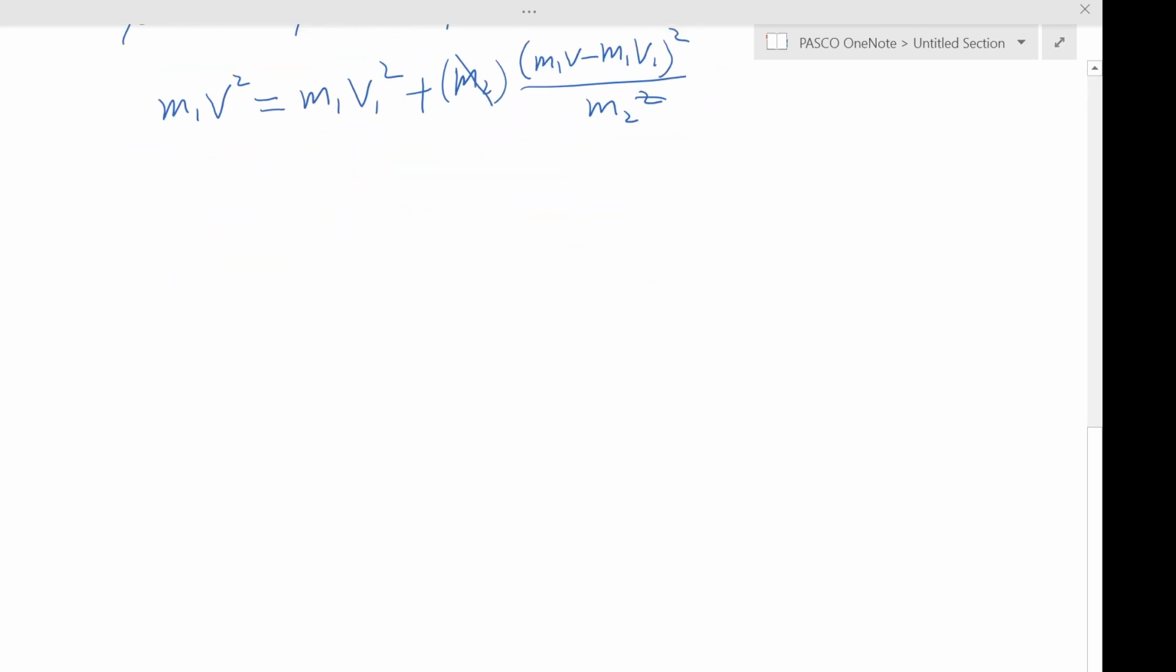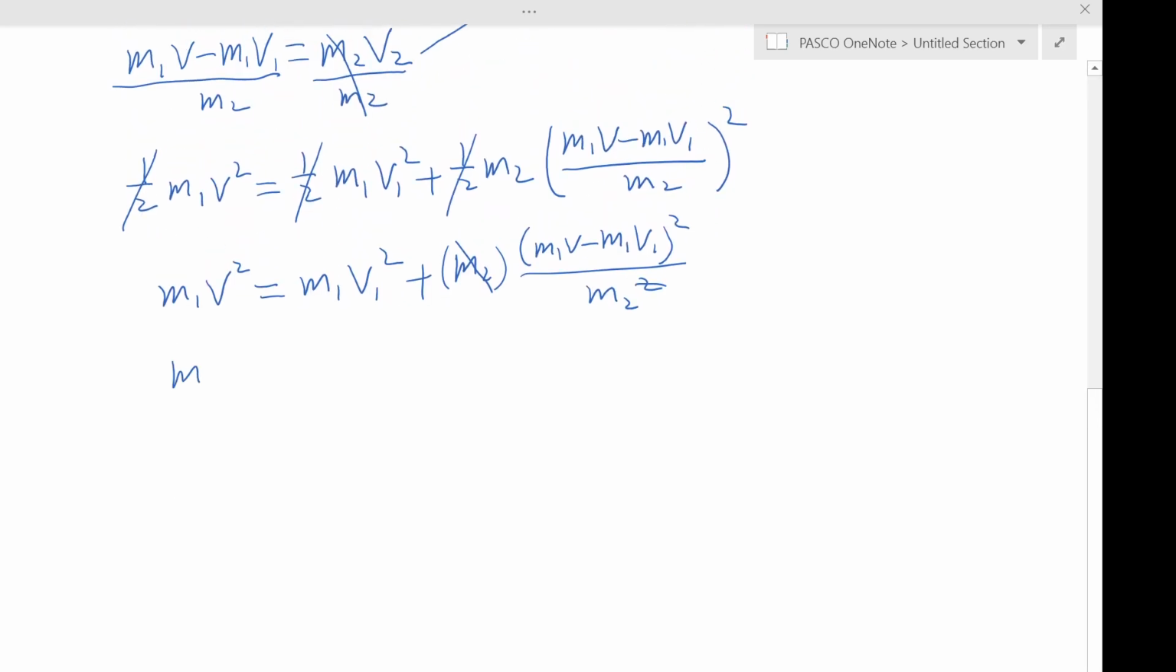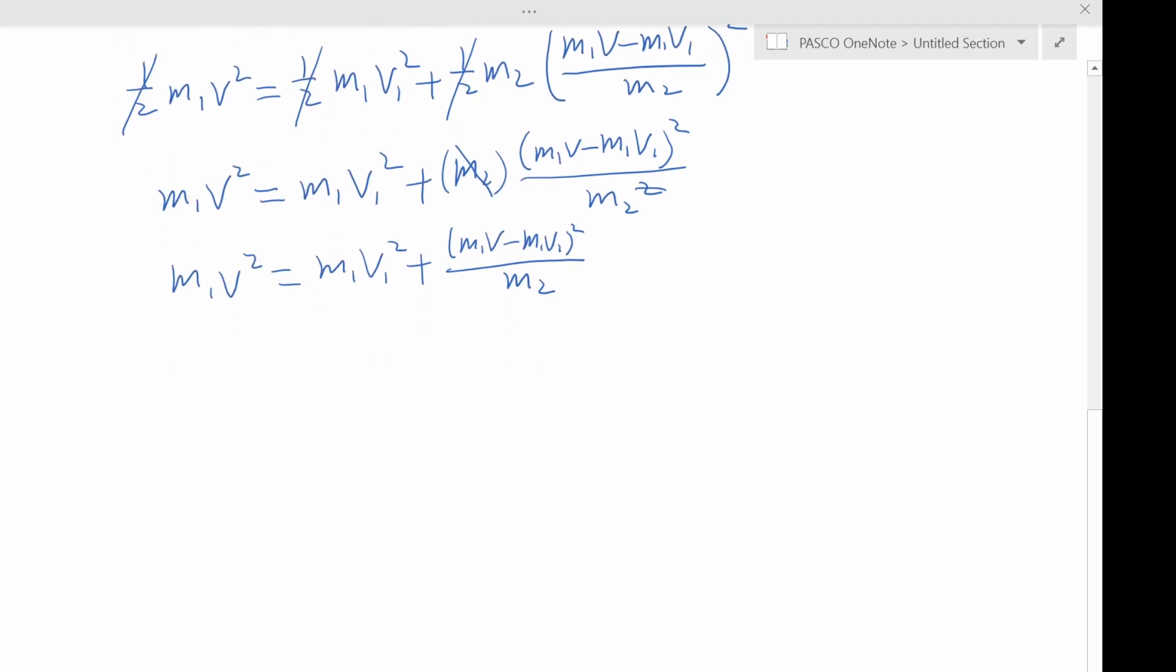Okay, let me just write it down. Plus (m1 v minus m1 v1) squared over m2. And then I'm going to multiply m2 on both sides. So I have m1 m2 v squared equals m1 m2 v1 squared plus (m1 v minus m1 v1) squared.